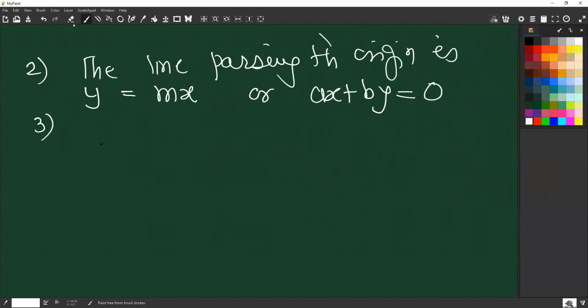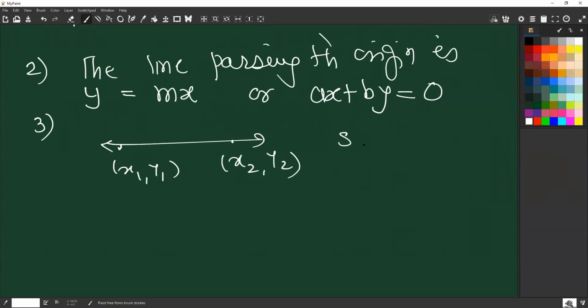Now point number 3 is, if I take points x1, y1 and x2, y2 on the straight line, then the slope of the line is given by y2 minus y1 upon x2 minus x1. Slope is equal to y2 minus y1 upon x2 minus x1.